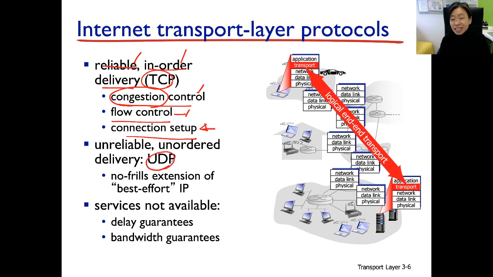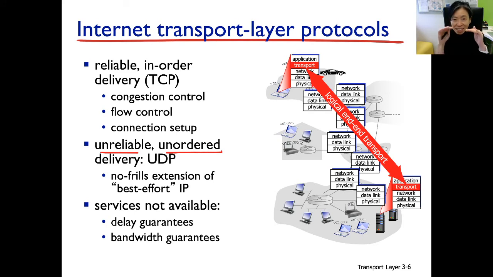UDP, on the other hand, is the complete opposite. It's not reliable. It does not guarantee ordered delivery. So UDP is essentially nothing versus TCP does a lot. So essentially at the transport layer, you have the two extremes of the services. It's on top of the network layer, which is called the IP protocol, and it's best effort, meaning do nothing. All right, so no extension of IP. And so UDP there is very simplistic.